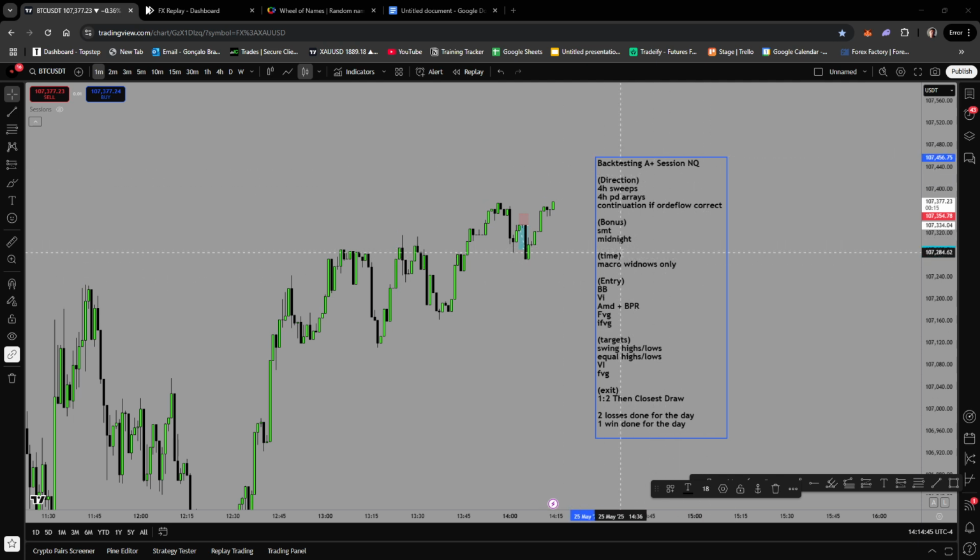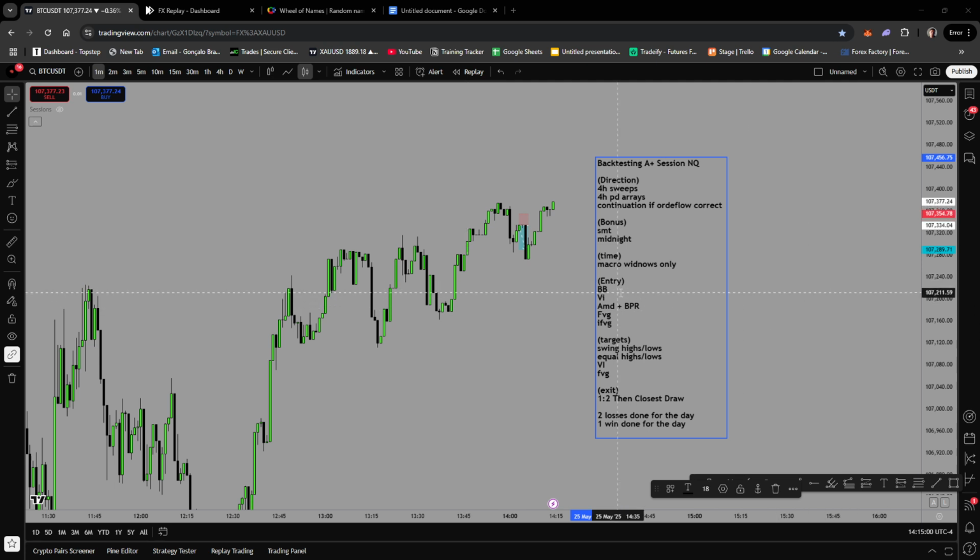Now times, so this is very important here. We only trade macro intervals. A macro is the first 15 minutes and last 15 minutes of every single hour. Because we're trading NQ, only a few of them are high probable, but we will discuss this as we go along.